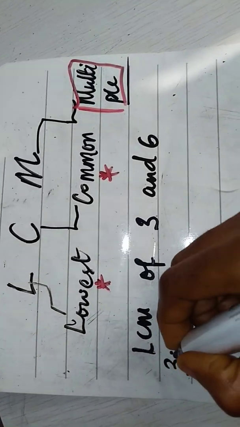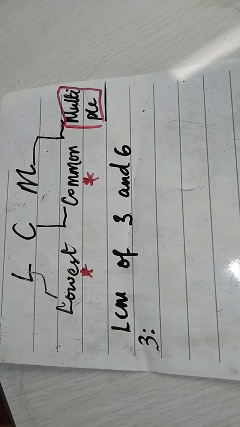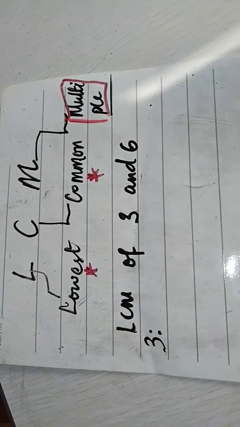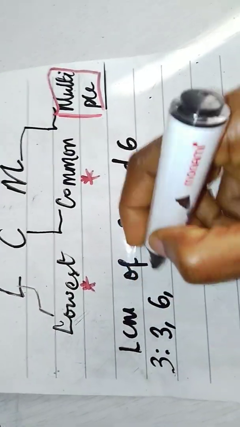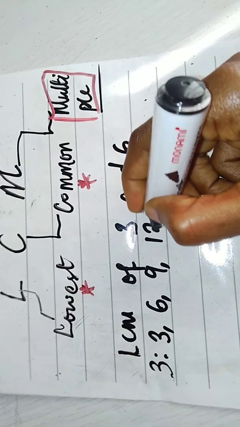So we said that the most important thing is the multiples of the numbers. So I'm going to find the multiples of 3. This is obviously not a video on multiples, so I'm assuming that you already know your multiples. So what are the multiples of 3? We have 3, 6, 9, 12, 15, 18, 21. Let's stop here.